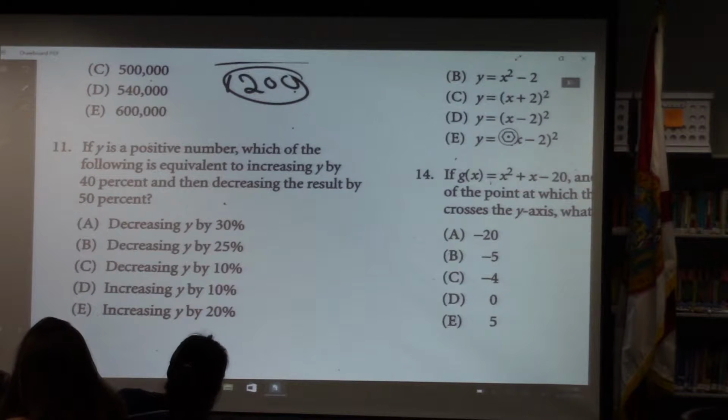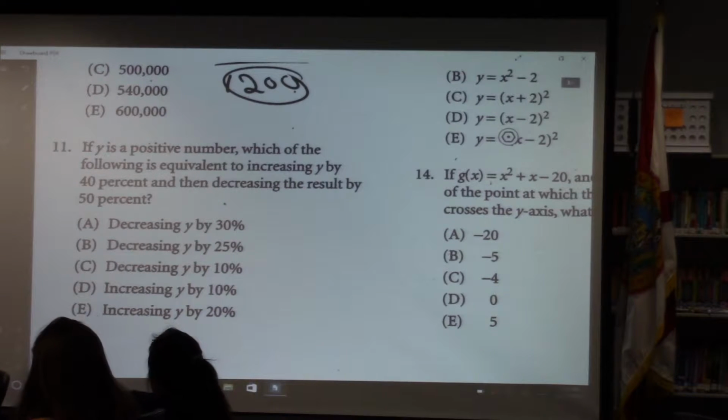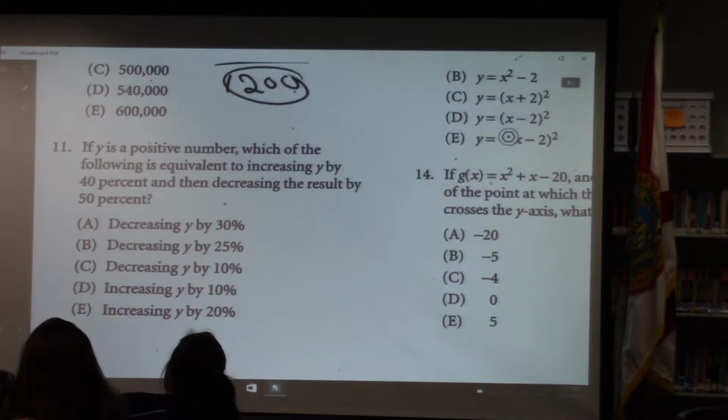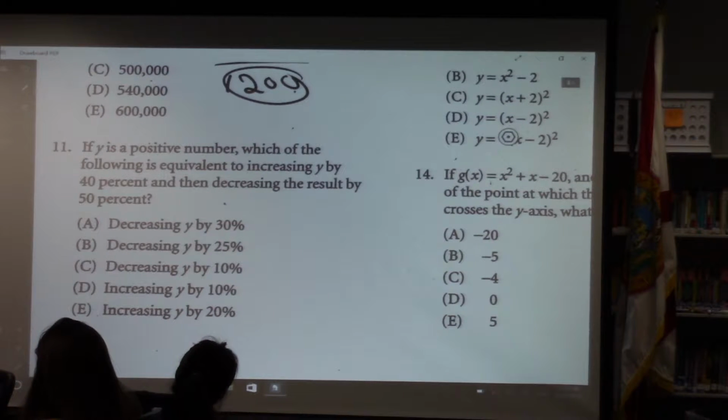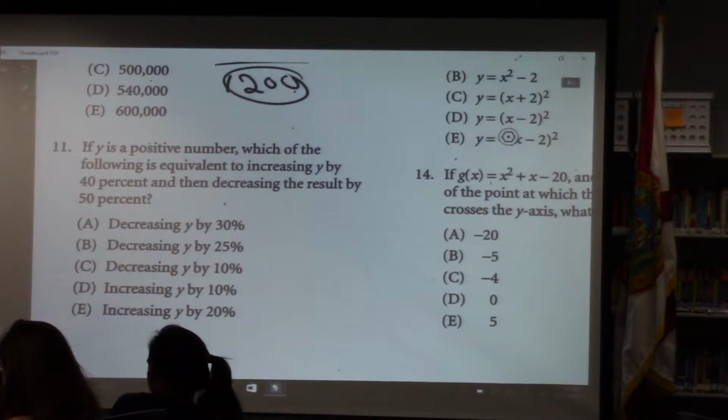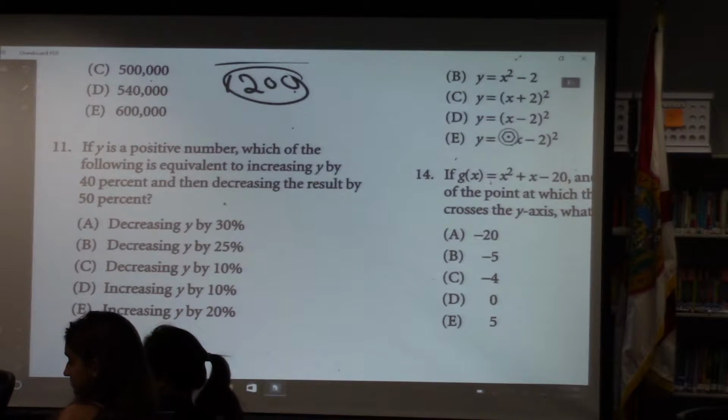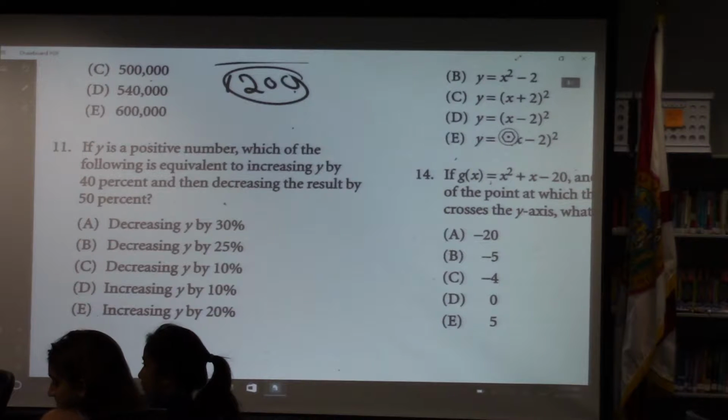If y is a positive number, which of the following is equivalent to increasing y by 40% and then decreasing the result by 50%? Awesome. So, guys, what's our strategy here? Make up a number for y. So I want everyone to take the next 2 minutes. I want you to make up a number for y, and I want you to work it out. We're going to go through it.